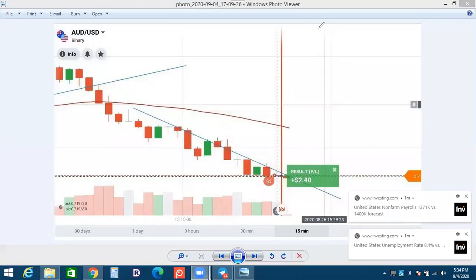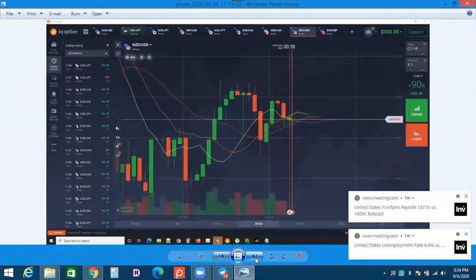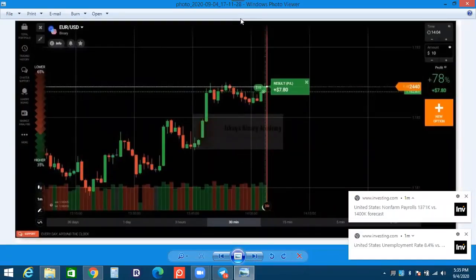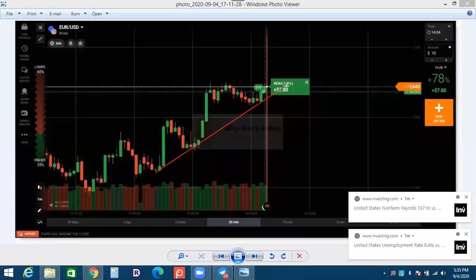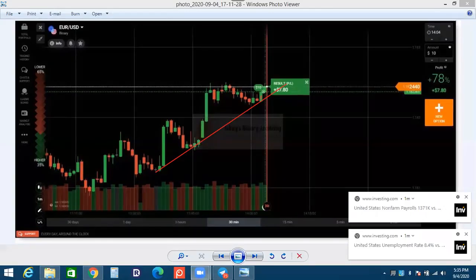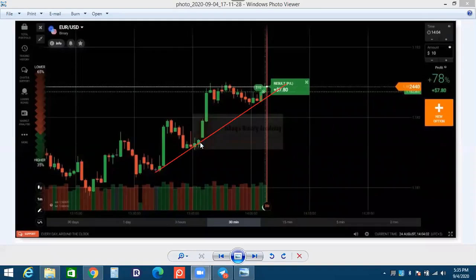Again, that is the same setup. Look at here. From this point to this point, when we join, okay, when the green candle goes up, you can place a trade. This one. But the trend line must be drawn in the proper way.